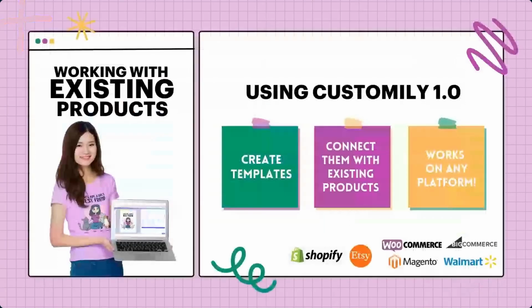If you're working with existing products, you will use what we call Customily 1.0. With this, you will be creating templates from scratch and then linking them to your existing products, all from the app itself. The options that your shoppers will use will be created automatically, so you don't need to worry about having to code anything. This direct way of using Customily is available for all e-commerce platforms that we integrate with, and you can see them on the slide as well as any custom-coded store.